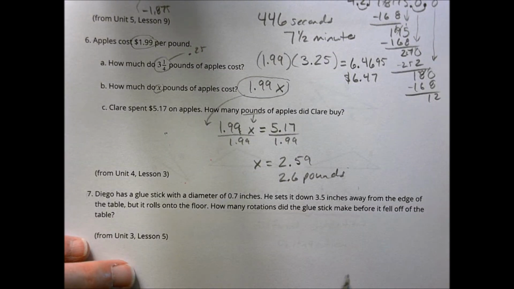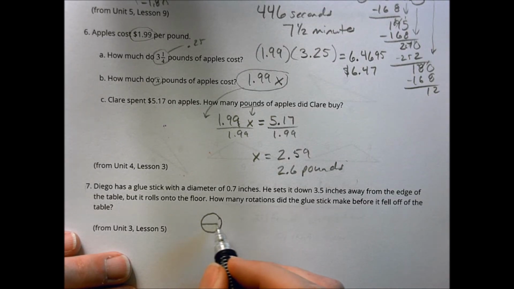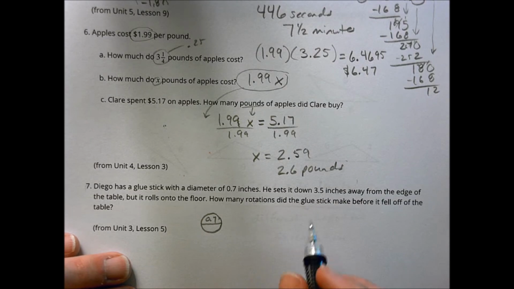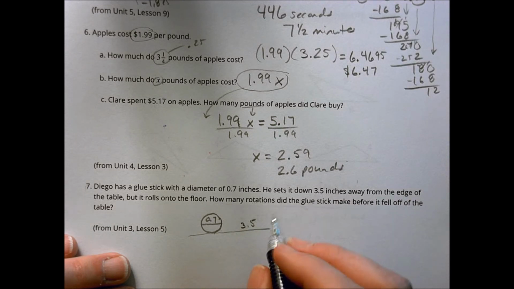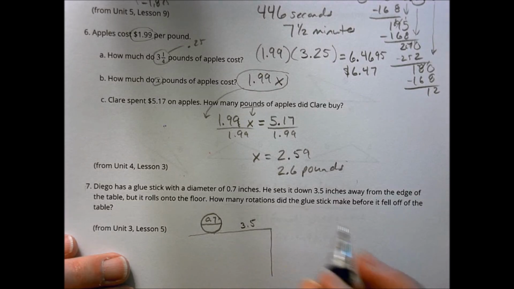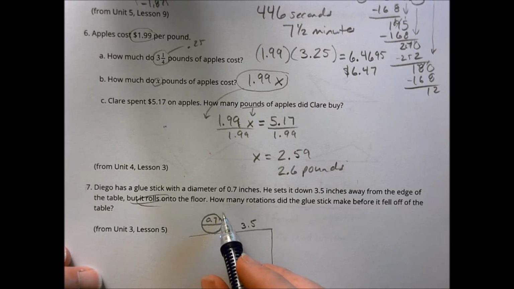And finally, our last one, number 7. Diego has a glue stick with a diameter across of 0.7 inches. He sets it down 3.5 inches away from the edge of the table. So he sets it down right here on a table. The table's edge is 3.5 inches away over there. That's the edge. How many rotations, oh, but it rolls on the floor. So how many times did this thing rotate around before it fell off the table is the question.